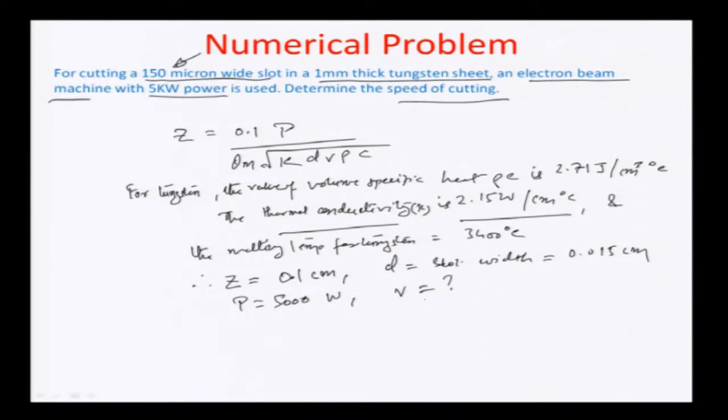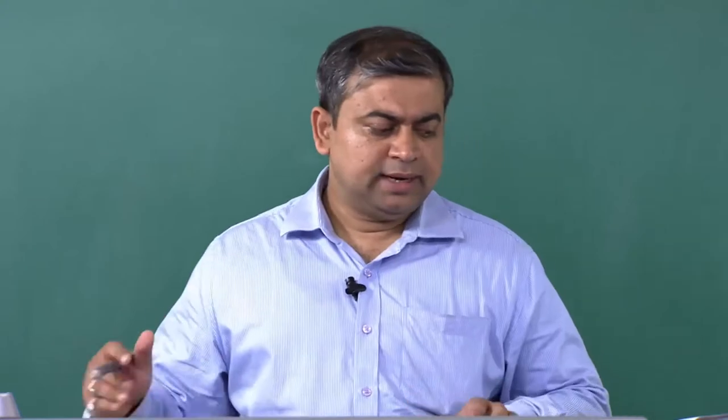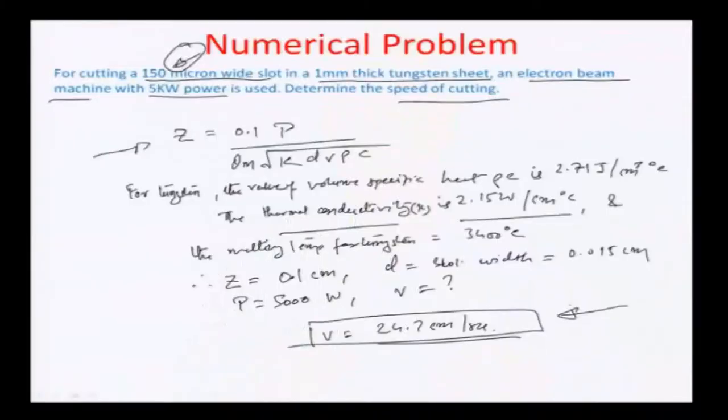has to be determined, the rastering velocity. It can be easily determined from this relationship here, and the velocity comes out to be equal to 24.7 centimeter per second. So, in order to cut a small slot of 150 microns in a 1 mm tungsten sheet, the speed that is used for cutting the slot is about 24.7 centimeter per second. So, cutting speed is not that fast, so there is a lot of dwell time, and this helps in melting and removal of the material like any other process would do, and so that is how the e-beam process works.